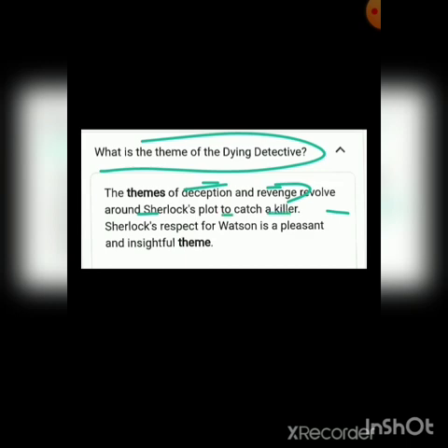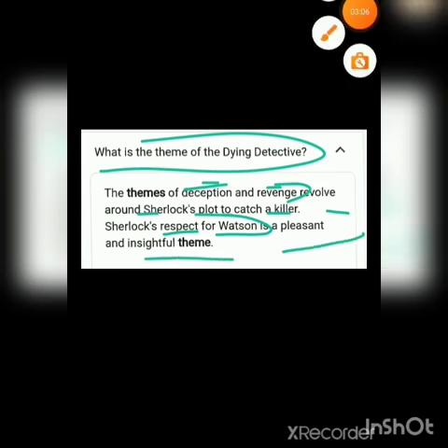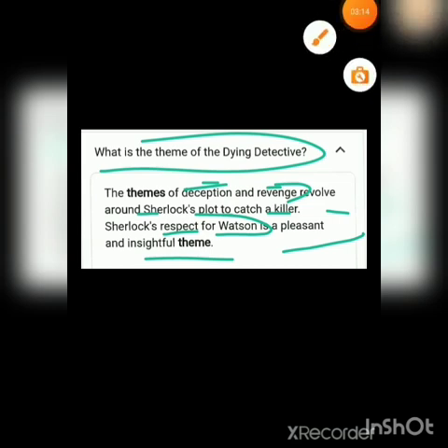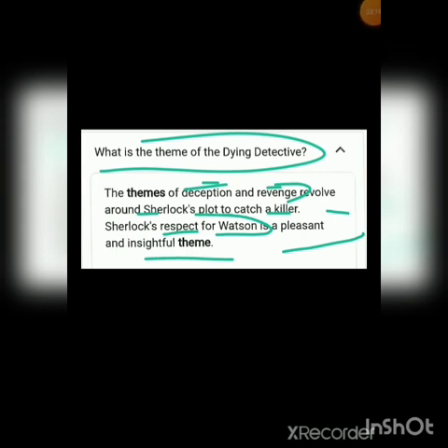Now, Sherlock's respect for Watson. Here we are also told that Sherlock respects his doctor, Watson, and the occupation he is carrying on with, which is a pleasant and insightful theme. So these are the three themes that are discussed in the chapter, right? All of these have to be written by you in your neat copies.